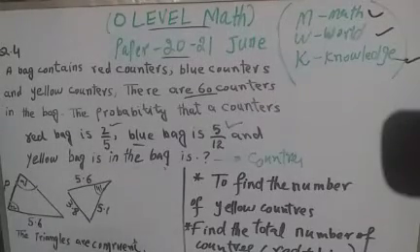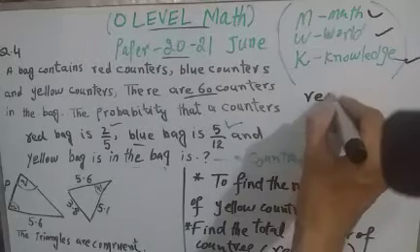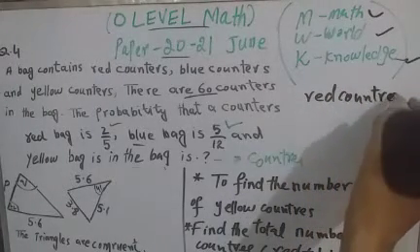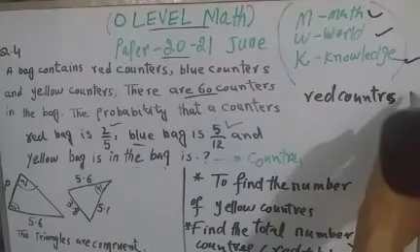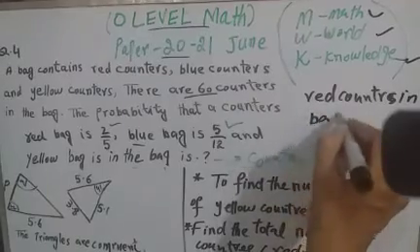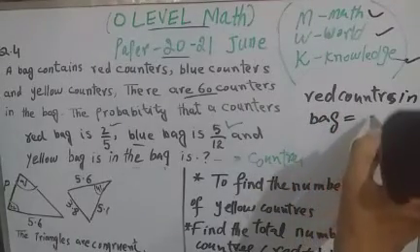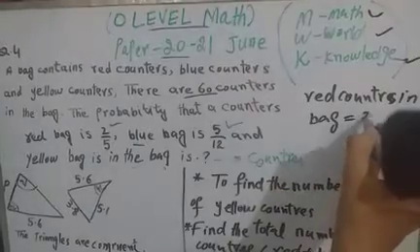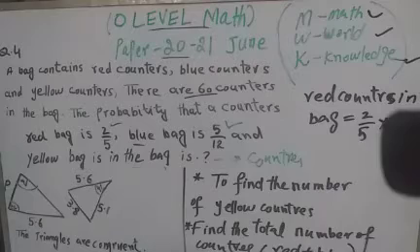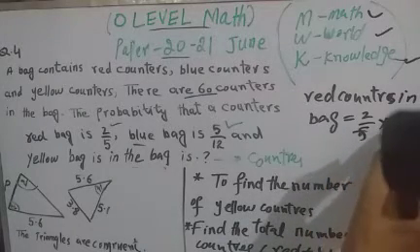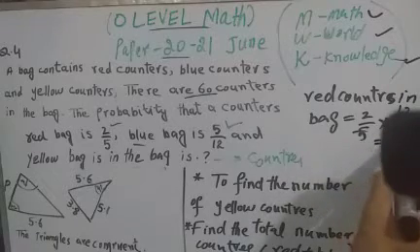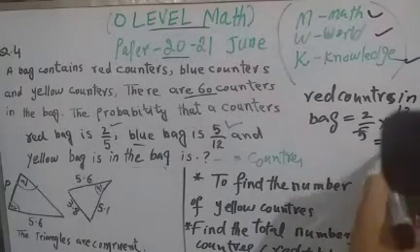For this purpose, the number of red counters in the bag is 2 by 5 multiplied by 60. 5 ones are 5, 5 twos are 10, 2 twos are 4. So the answer is 24.